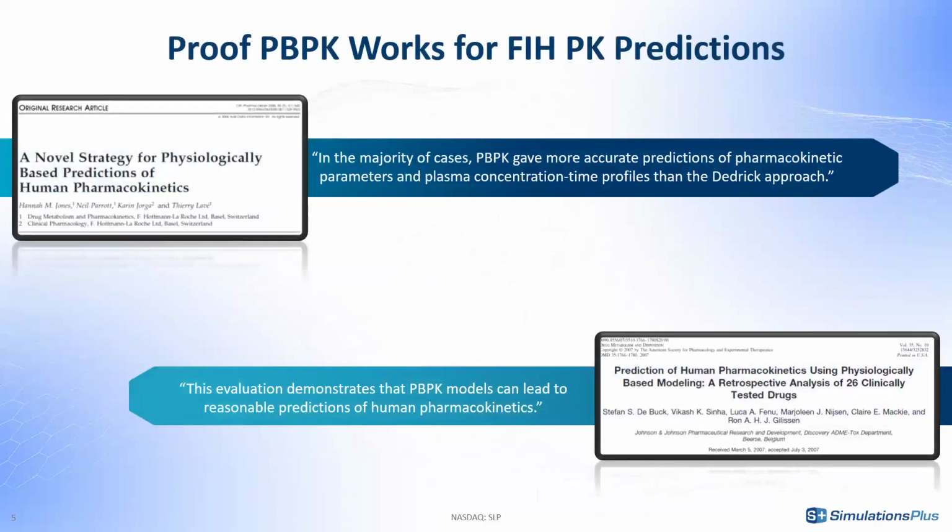So having a look at some proof that PBPK works for first-in-human predictions, there are now a number of papers in the literature that provide encouragement of the utility of PBPK modelling for first-in-human predictions. The first paper by Jones et al. was published in 2006 and compared PBPK to the de-drift approach. They found PBPK to be more accurate for the majority of cases, and Buck et al. in 2007 evaluated PBPK for 26 clinical candidates and found that it can lead to reasonable predictions.